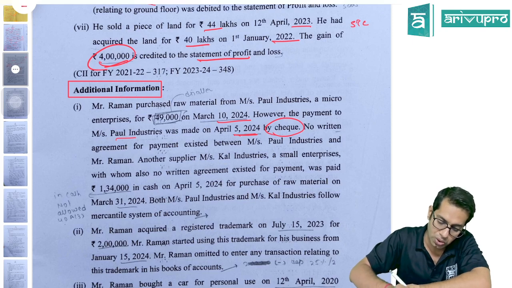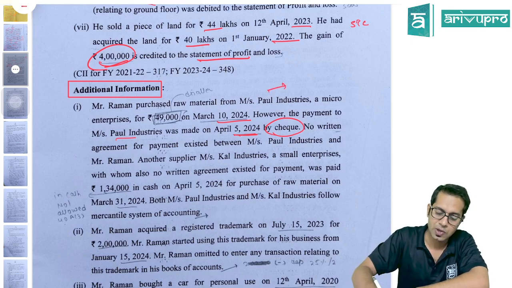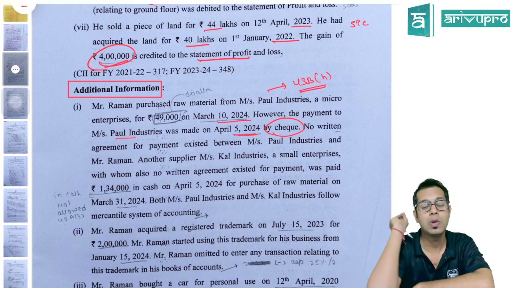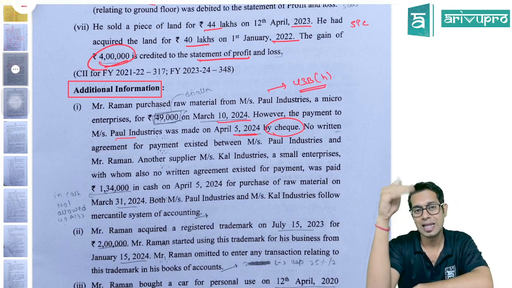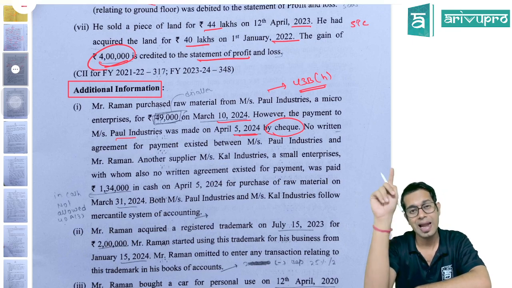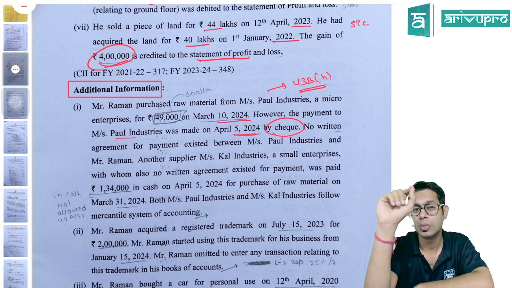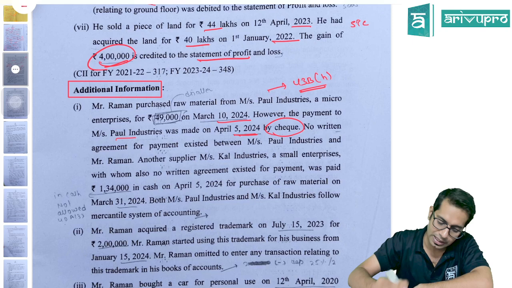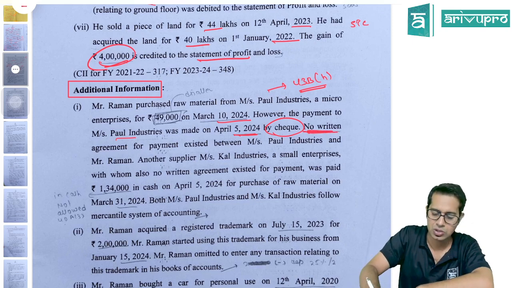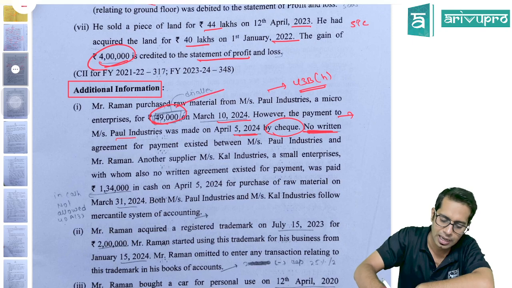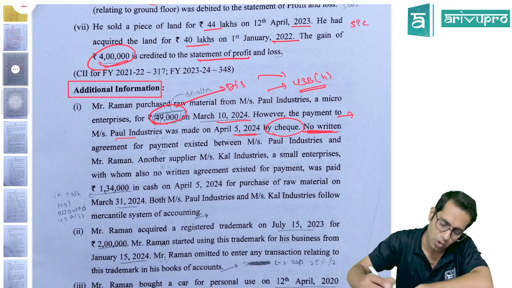Now please note, this is a point with respect to this 43B. A new point was added, 43BH. If you don't make the payment to MSME enterprises within 45 days, then that expense will be disallowed. And if you don't have any agreement, the payment should be made within 15 days. So in the present case, did he have an agreement, sir? No agreement was there. So can I say this 49,000 rupees will be disallowed as per this provision?